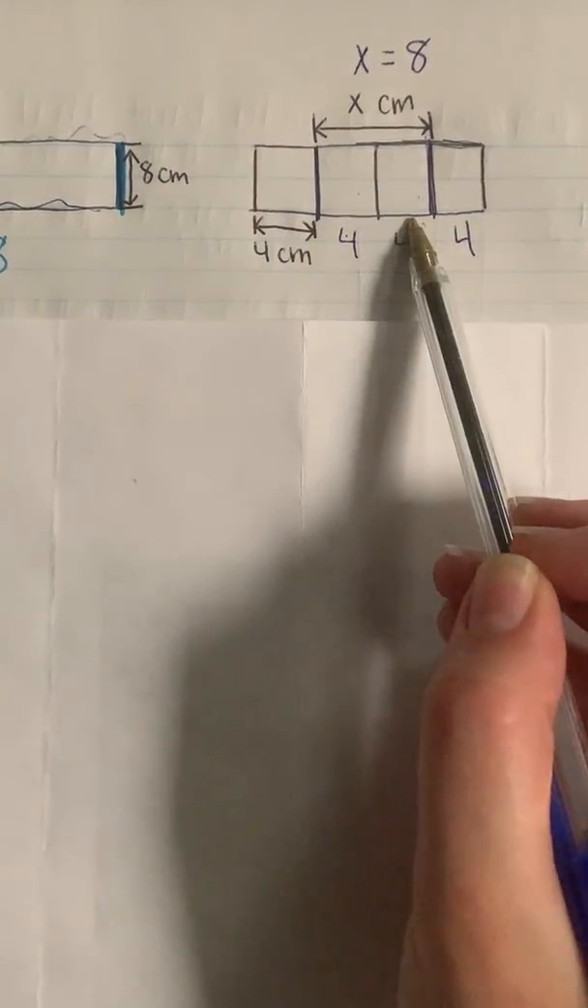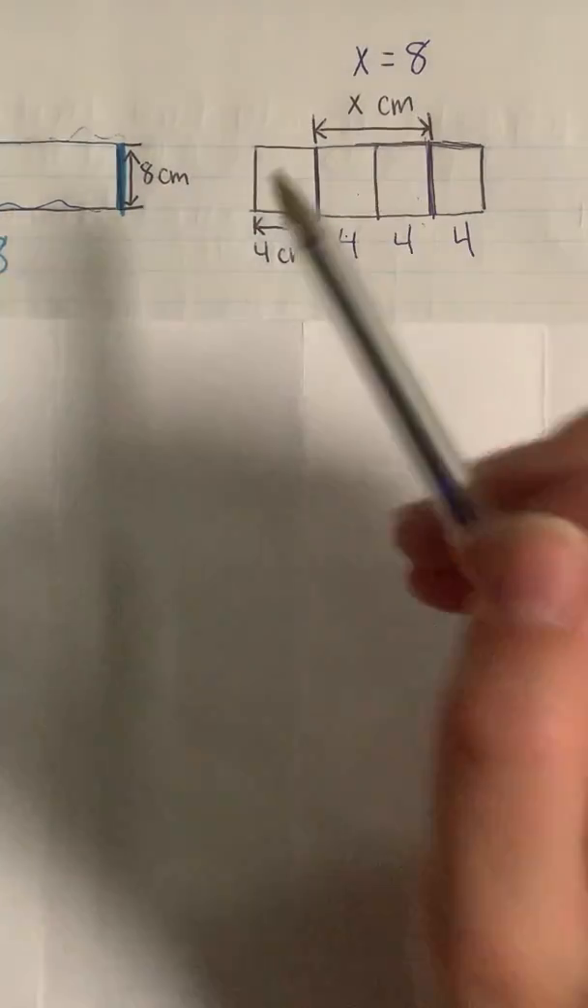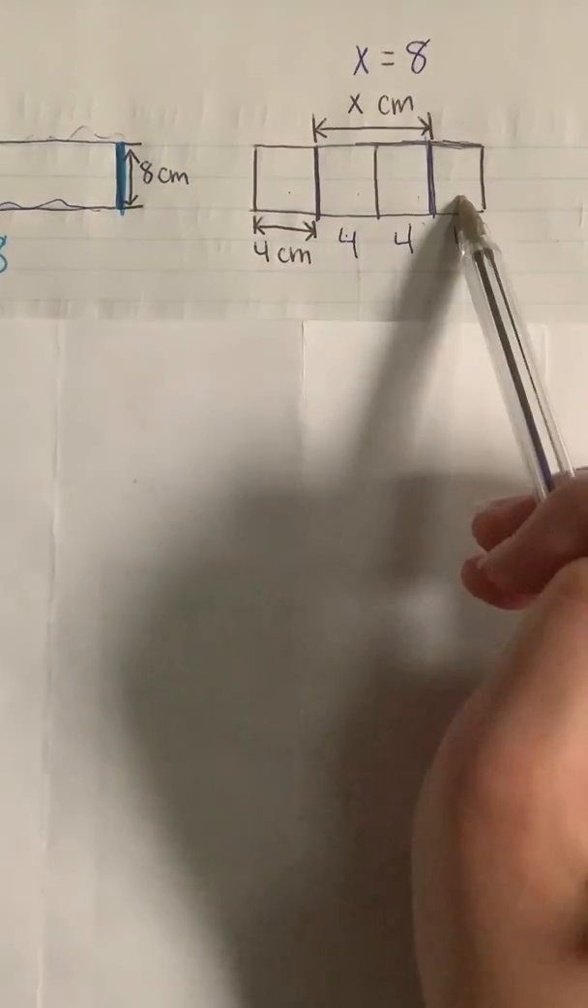If we wanted to find the total length, we could do 4 plus 4 plus 4 plus 4, or 4 times 4. Or we could even do 4 plus this 8 plus this 4. So the total length would be 16 centimeters.